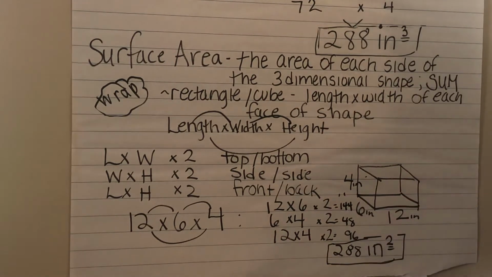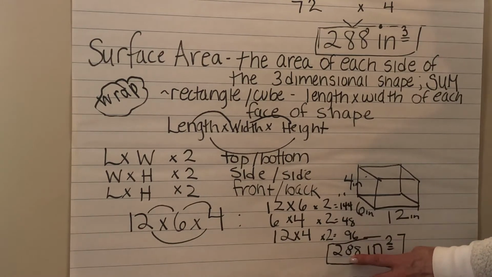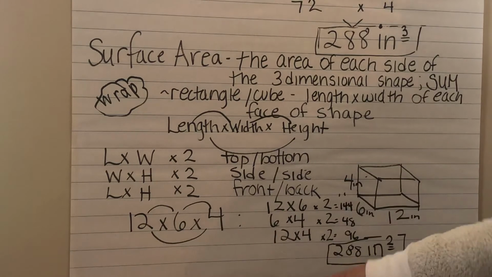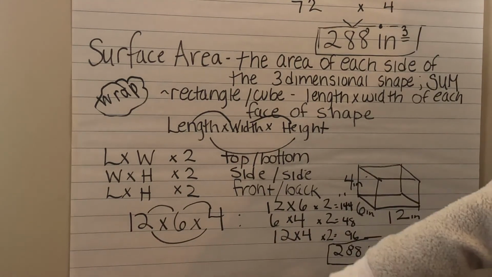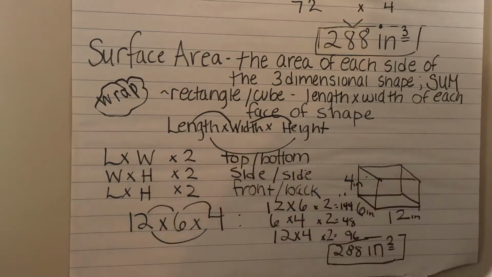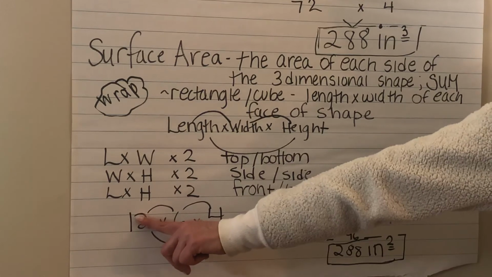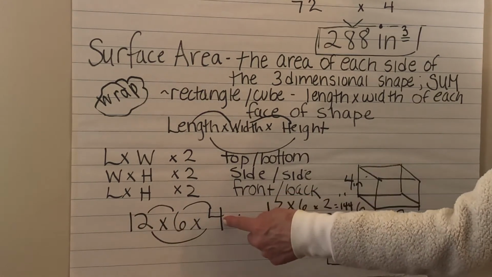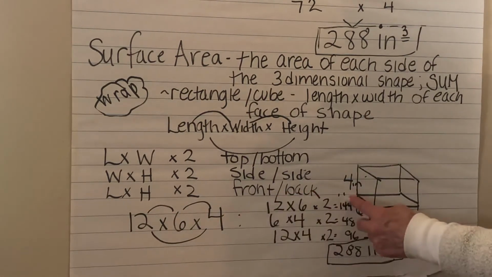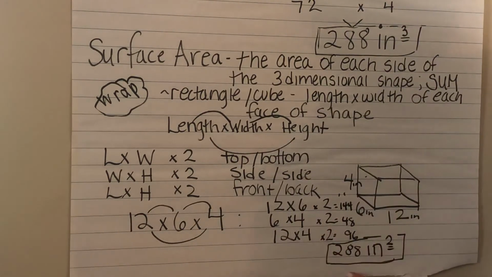So basically, once you do that, you get the products of each one of those and you just simply add them up. So basically what you're doing is you're taking your 3 dimensions and you're multiplying each dimension by another dimension. So you have 12 by 6, multiply it by 2. 6 by 4, multiply it by 2. And then you have 12 by 4. Take that, multiply it by 2. Get all of those products, add them all up. That is the surface area of the entire rectangular prism.